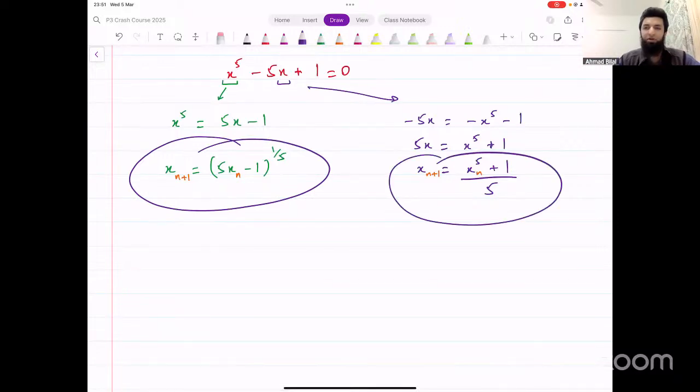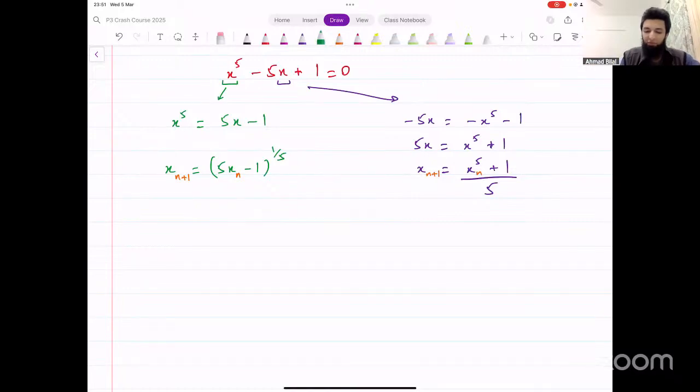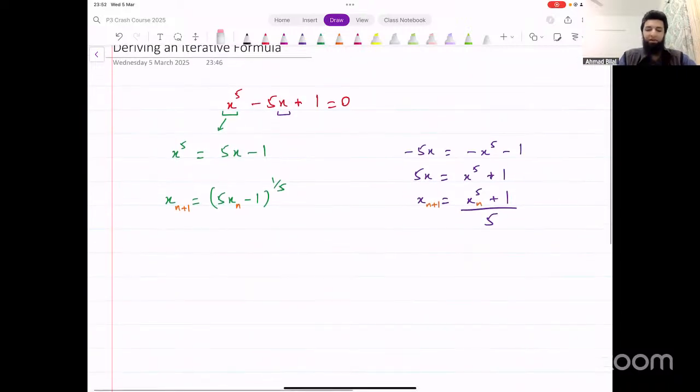So if they want you to derive the formula yourself, it will be very clear in the question if they want you to have this formula or this formula, right? But that's the process. You make any one of the x terms the subject in that equation. Once it is made the subject, on the left side, you put n plus 1 with x. On the right side, with all the x terms, you put n, and that gives you the iterative formula. All right, that's the way to derive an iterative formula.